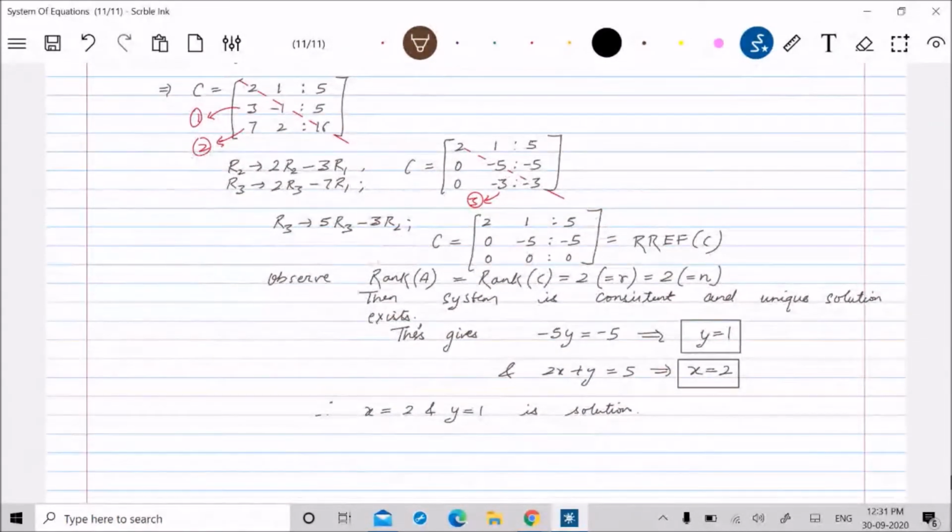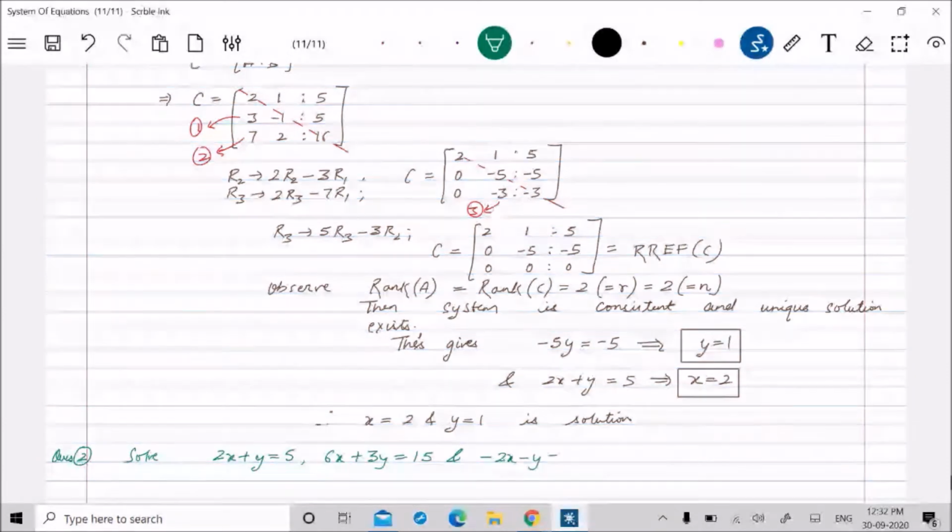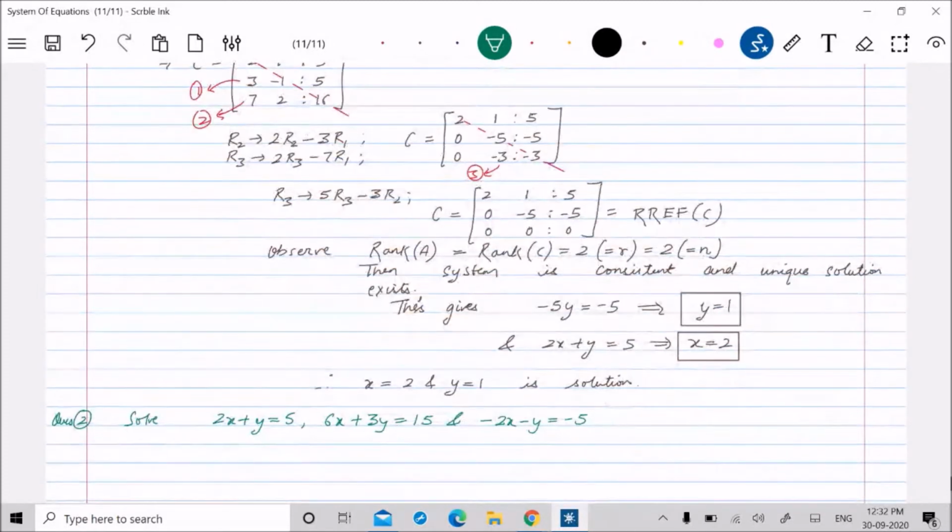Okay, now we take another question, question number 2 of this case. And I will change the coefficients so that you may have a case of infinitely many solutions. So let me change a few digits. 2x plus y equal to 5, and this first equation has been kept the same. Second, I will just obtain as 6x plus 3y equal to 15. You can see that this is just a multiple of the first equation by the factor of 3, and I will try to create a third equation, minus 2x minus y equal to minus 5, right?